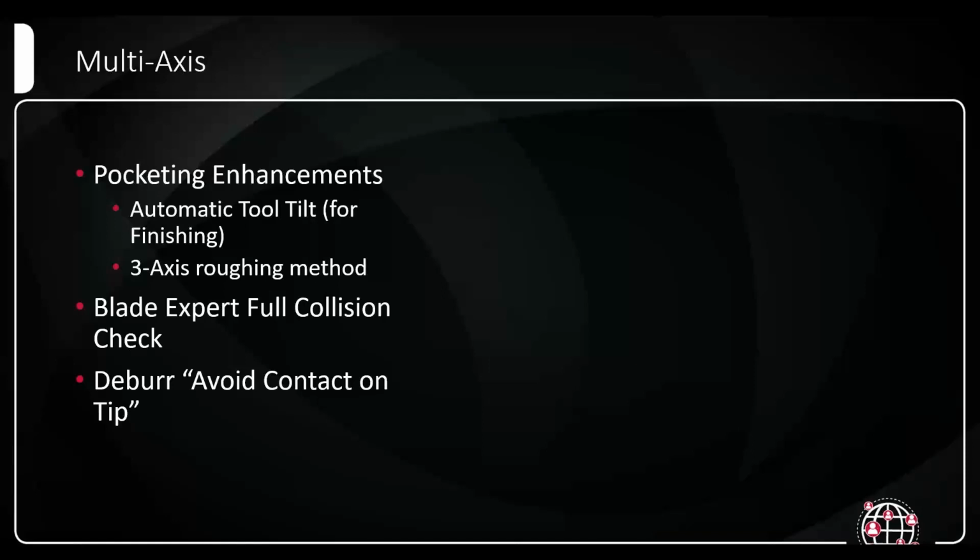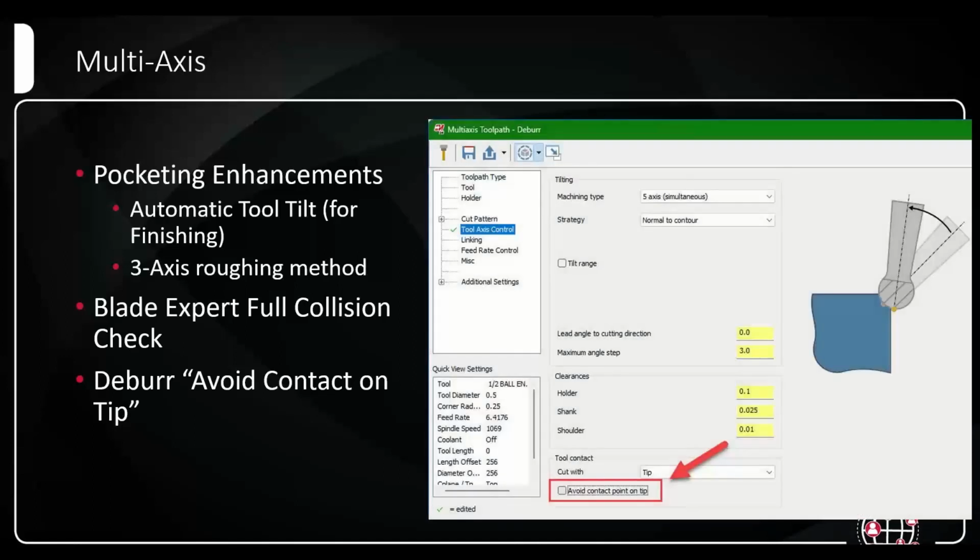Next, we have deburr enhancements. Now, there's a couple small iterations we changed with the UI, but the biggest thing you're probably going to notice is, depending on your method, specifically 5-axis continuous, 5-axis simultaneous, normal to contour, we now have this added checkbox called avoid contact point on tip.